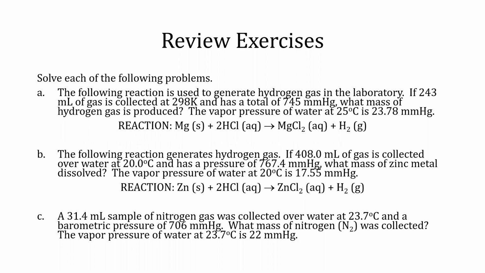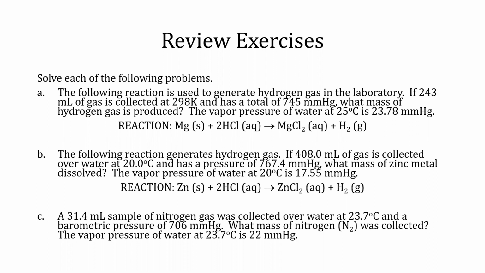B, the following reaction generates hydrogen gas. If 408.0 ml of gas is collected over water at 20 C and has a pressure of 767.4 mmHg, what mass of zinc metal dissolved? The vapor pressure of water at 20 C is 17.55 mmHg. The reaction is solid Zn plus 2HCl(aq) forms ZnCl2(aq) plus gaseous H2.